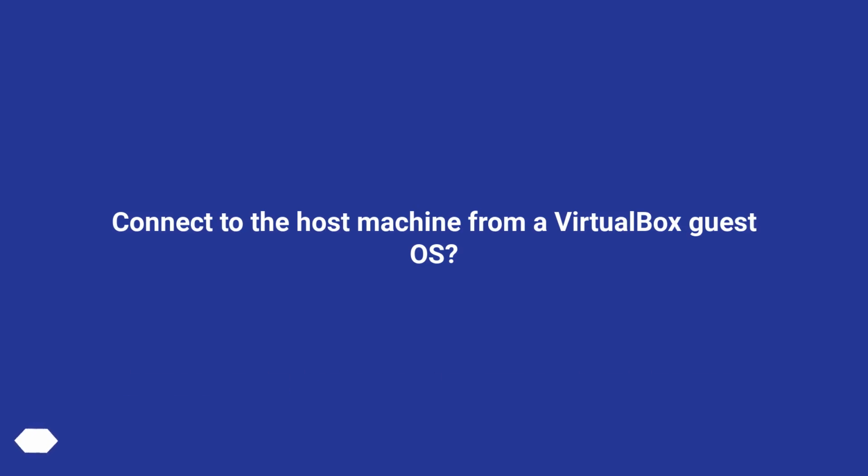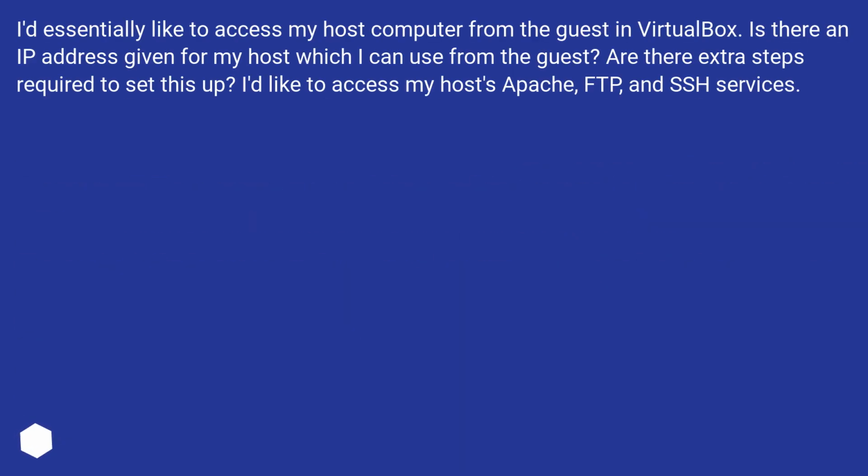Connect to the host machine from a VirtualBox guest OS. I'd essentially like to access my host computer from the guest in VirtualBox. Is there an IP address given for my host which I can use from the guest? Are there extra steps required to set this up? I'd like to access my host's Apache, FTP, and SSH services.